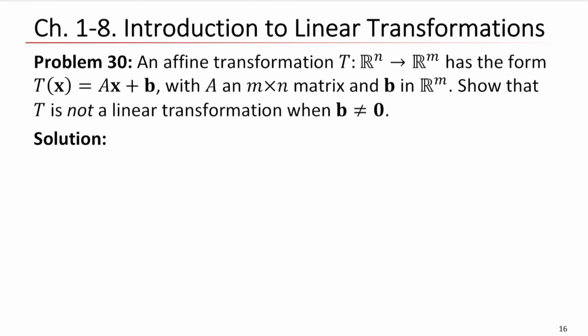Okay, so on affine transformation, let's say this is an affine transformation T from Rn to Rm that has the form T(x) equals Ax plus b, with A a matrix and b in Rm space, and show that T is a non-linear transformation when b is not equal to 0. Okay, then how can we do that? How can we do that?